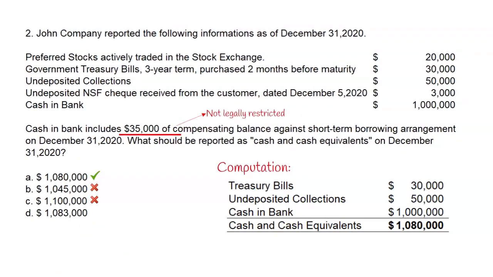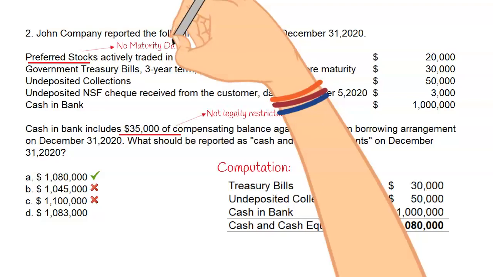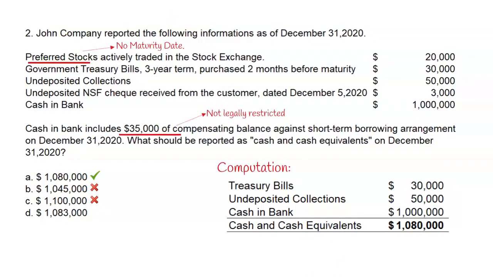If your answer is letter C, means you have mistakenly classified the preferred stocks as cash equivalent. Note, one of the criteria to be classified as cash equivalents is that there must be maturity date. Since preferred stocks are equity securities, it does not mature. But if the preferred stocks have redemption date, then it is qualified as cash equivalents, provided the acquisition date is 3 months or less before maturity.